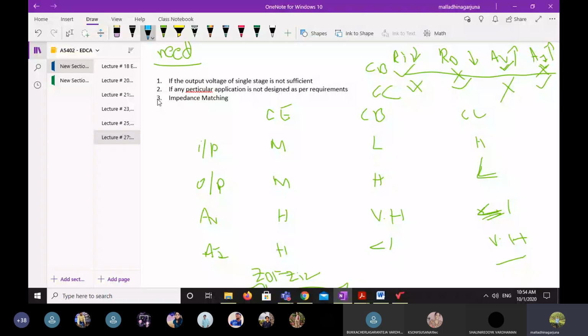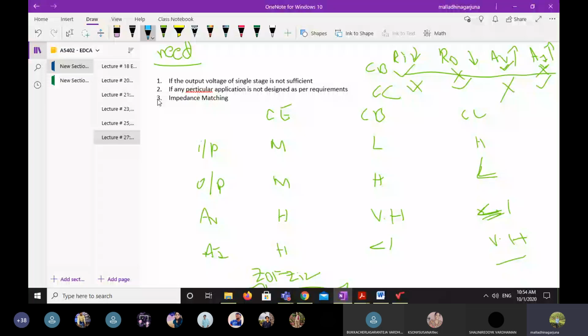The second problem is that any particular application is not designed for the requirement. You cannot design a single stage amplifier for your requirement. And the third problem is that impedance matching is not possible. So these are the three problems I found with respect to the single stage amplifier. Now let us see, can we overcome these three problems using multi-stage amplifiers?